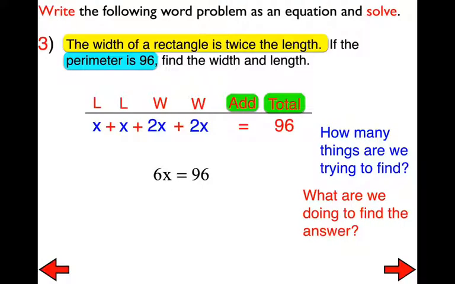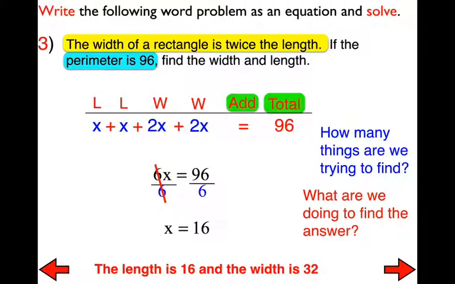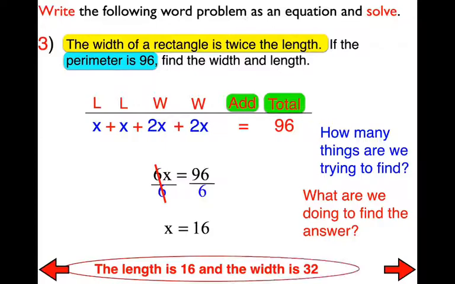All right, so from here, we just have a one-step equation. We divide both sides by 6. X is 16. You can see from your table that the length represents x. So the length is 16, and the width is twice that, or 2 times that, so the width would be 32. Okay, let's go on.